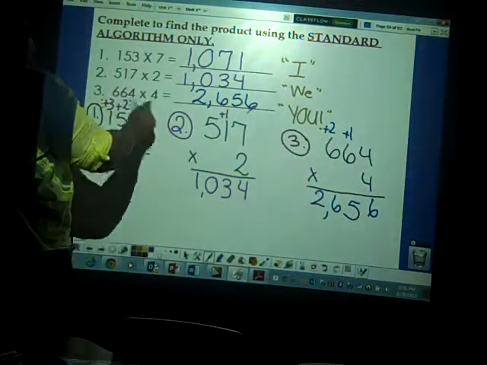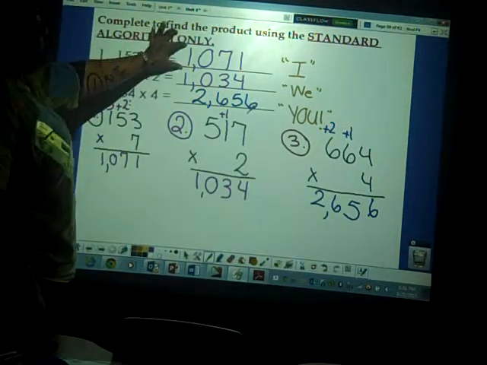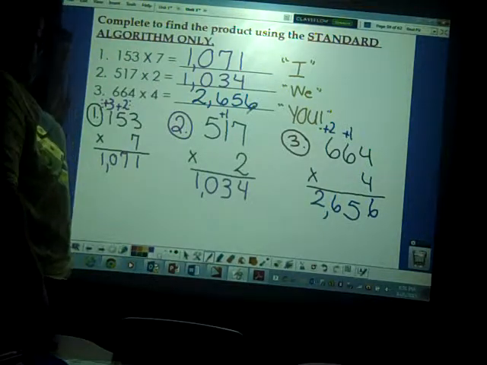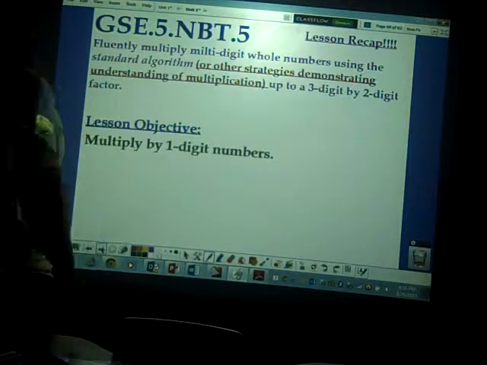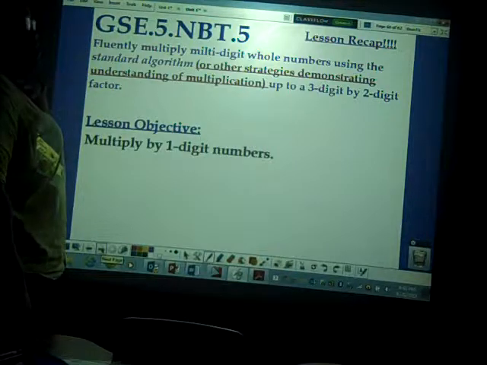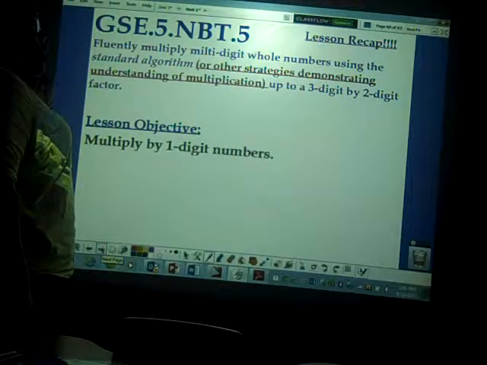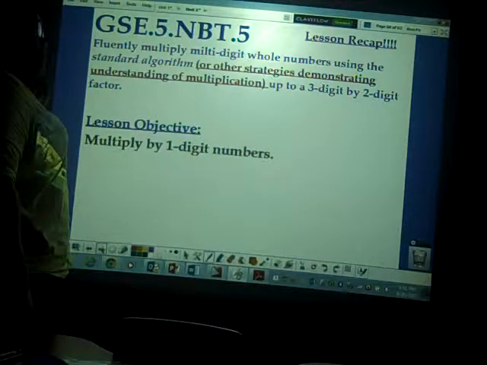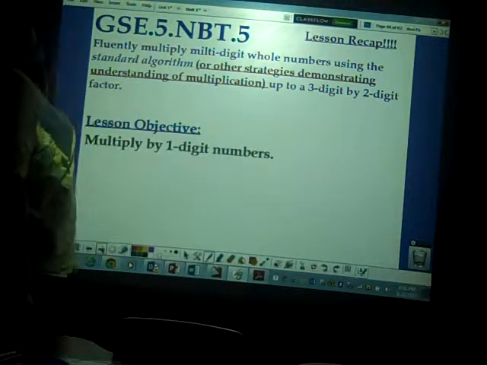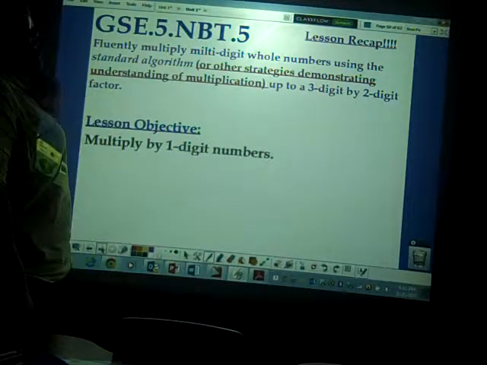So here are our problems. We're multiplying 3-digit numbers by a 1-digit number, and our products are 1,071, 1,034, and 2,656. So let's recap. We just completed part of GSE 5.NBT.5: Fluently multiply multi-digit whole numbers using the standard algorithm or other strategies demonstrating understanding of multiplication up to a 3-digit by 2-digit factor. So what we did was multiplying by 1-digit numbers.